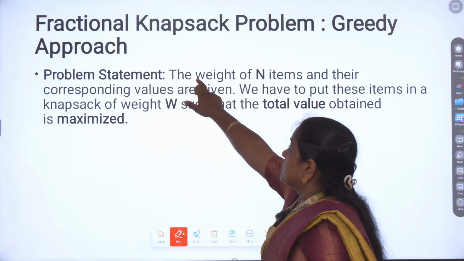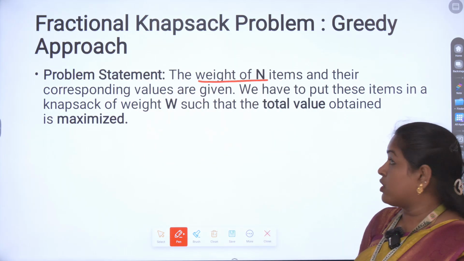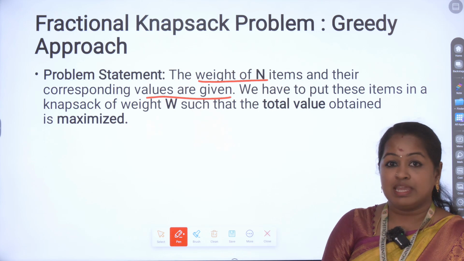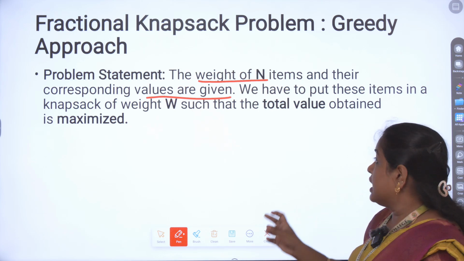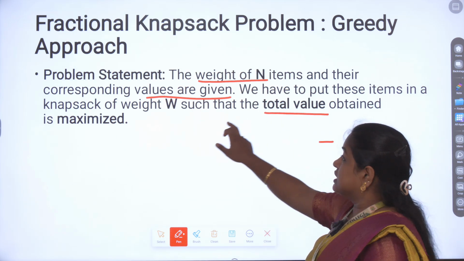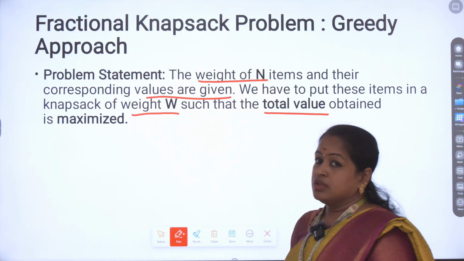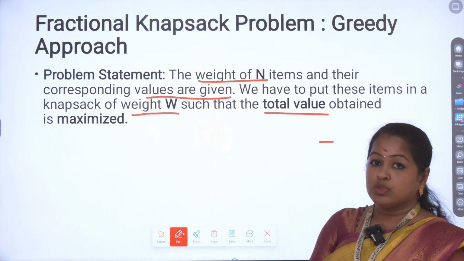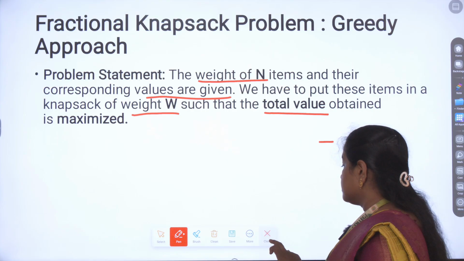So here you are going to have the weight of the product and the corresponding values. You have the weights and values given, and the total value and the total weight will also be given. So here we are going to solve the knapsack problem using these weights and values.